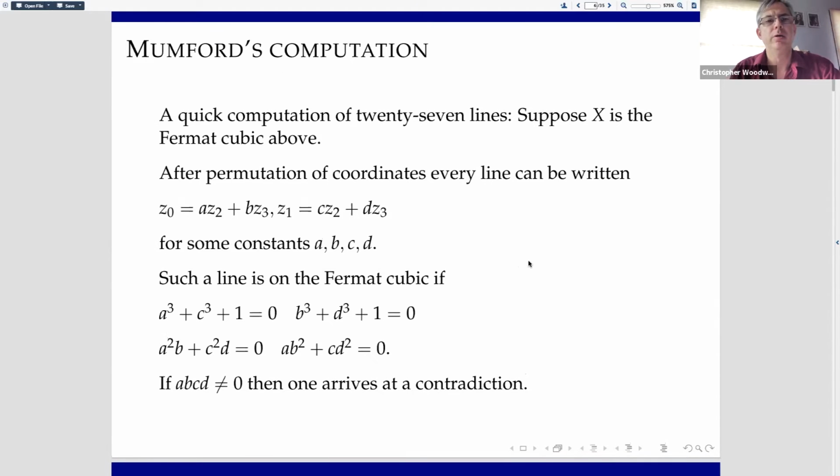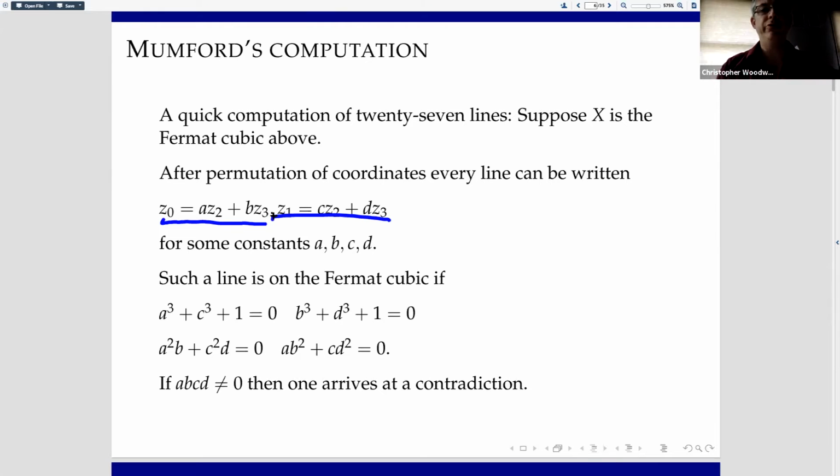Then, after permutation, every line in P3 can be written as follows. You're trying to cut down the number of dimensions by 2, so there should be 2 linear equations. You can assume that after permutation, it's given by Z0 equals AZ2 plus BZ3, and then the second variable should be expressed in terms of the last two as Z1 equals CZ2 plus DZ3, where A, B, C, and D are some constants. So then when is it in the Fermat cubic?